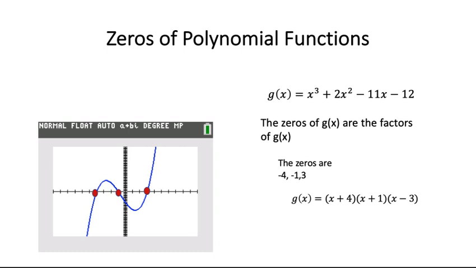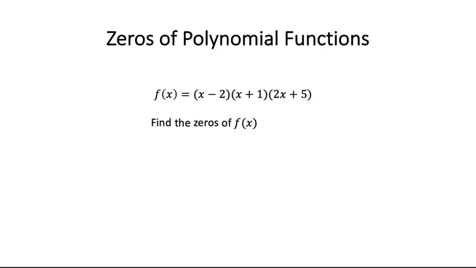Okay, so let's look at another example. f of x is equal to x minus 2 times x plus 1 times 2x plus 5. Find the zeros. Well, this is already factored for you. So if you're asked to find the zeros, you're also finding the x-intercepts. You're finding out when f of x is equal to 0. And those zeros occur at positive 2, from the first factor, negative 1 from the second factor, and negative 5 halves from the third factor. Okay, now you try one.